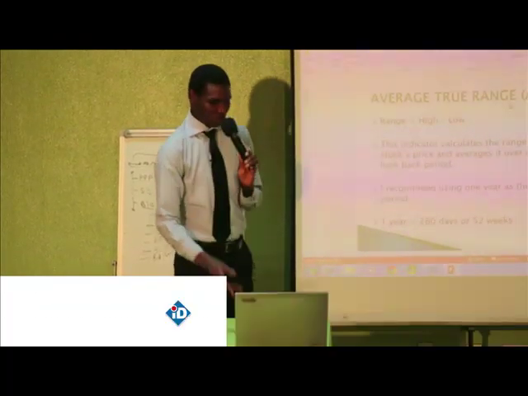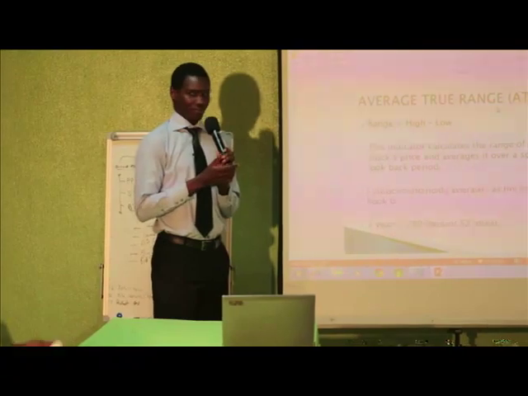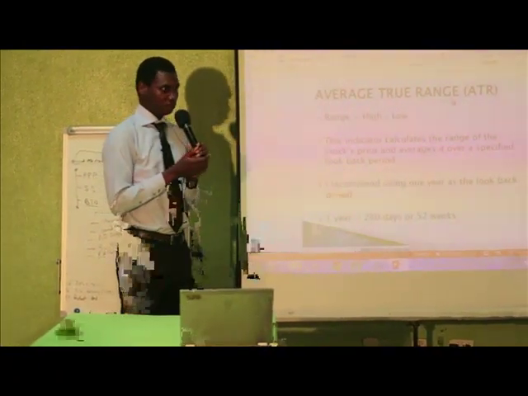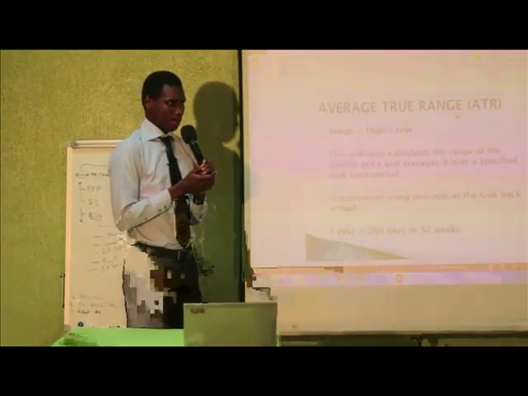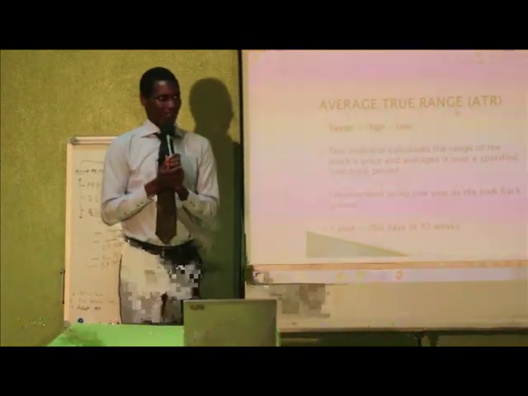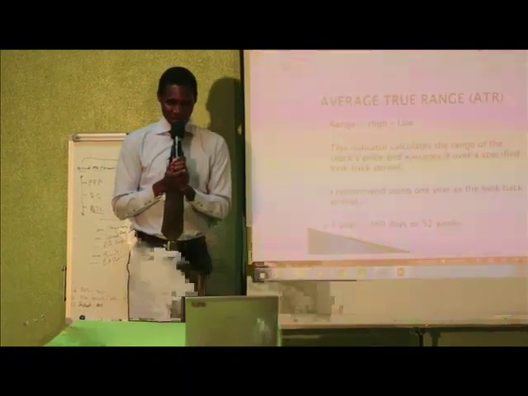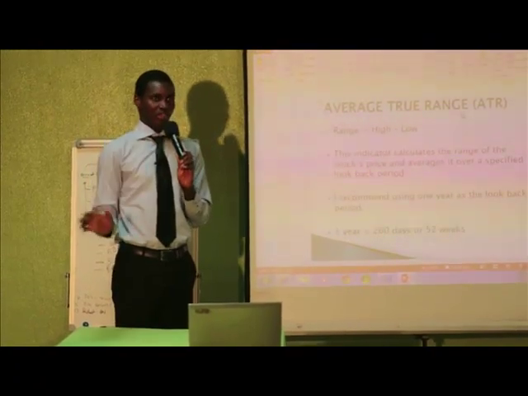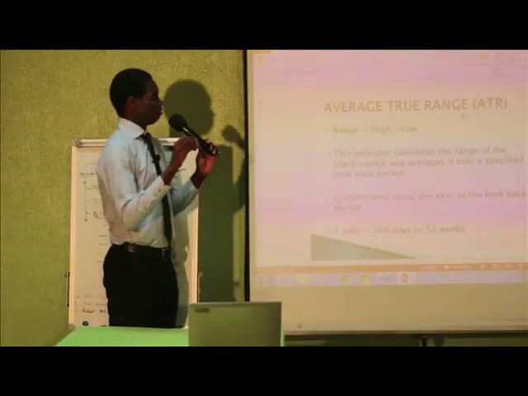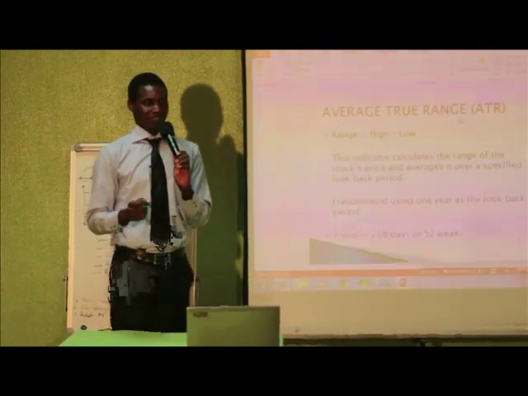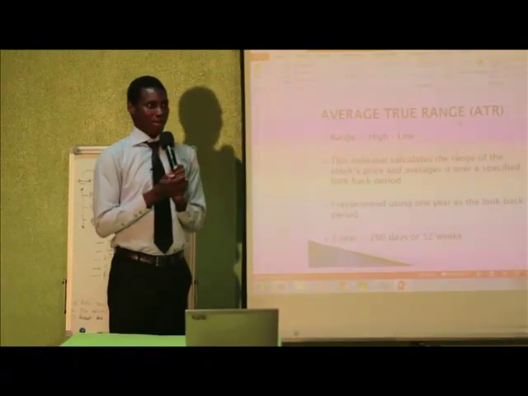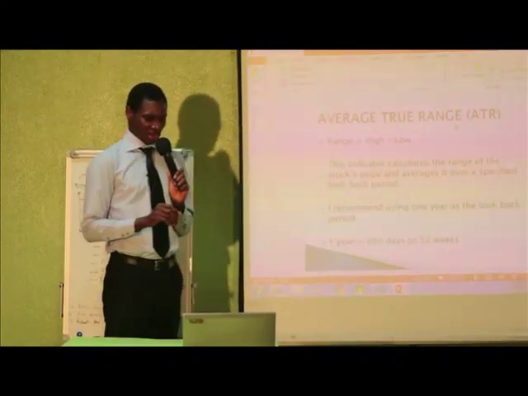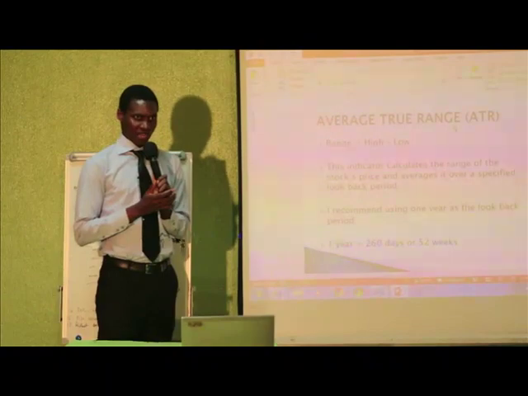Who has an idea what range is mathematically? Range. Okay. The high and low. Beautiful. So range gives us the difference between the high and the low. So if we've got 5 figures, maybe 1, 2, 3, 4, 5, the lowest being 1 and the highest 5, the range is the difference between them.